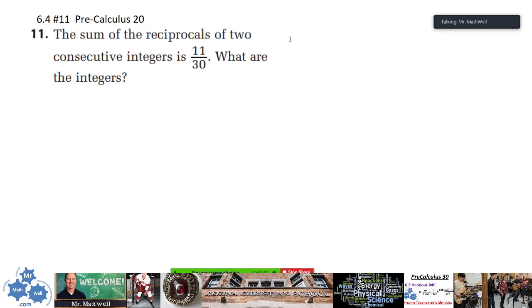All right, so this is a word problem here from 6.4, number 11. I've helped a lot of students with this one, so let's go over this. You might be interested in knowing how to do this one.